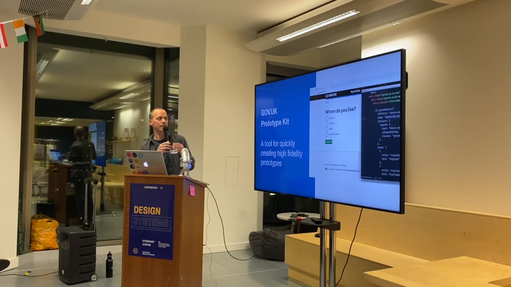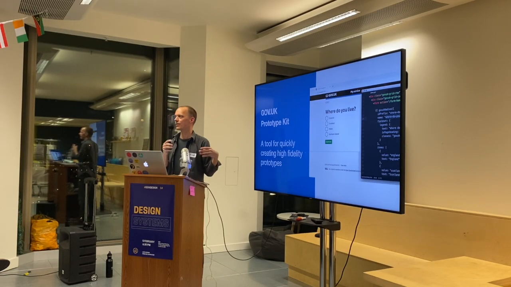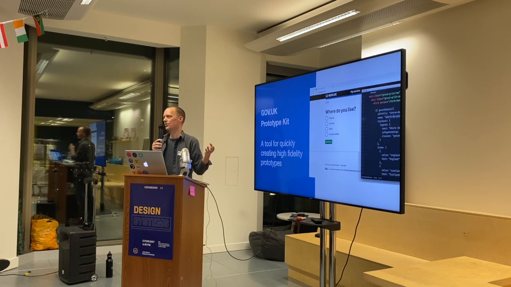The second tool is the prototype kit. So that's a bit of software that designers can use to really quickly make working HTML prototypes of services so that they can take them into user research and quickly learn from them, and they can figure out what to build before they actually commit to building it.